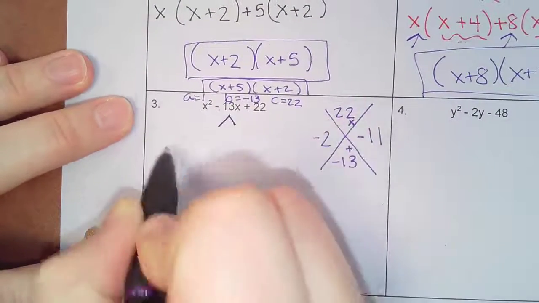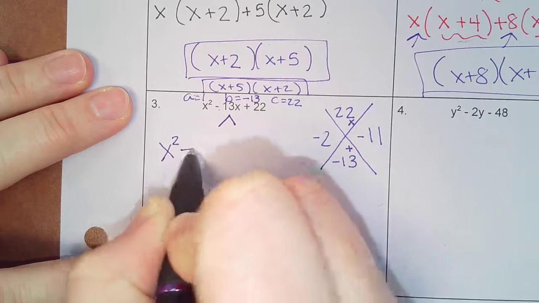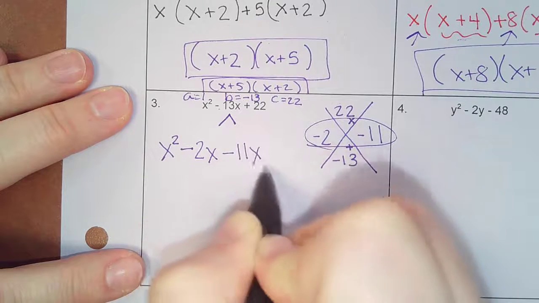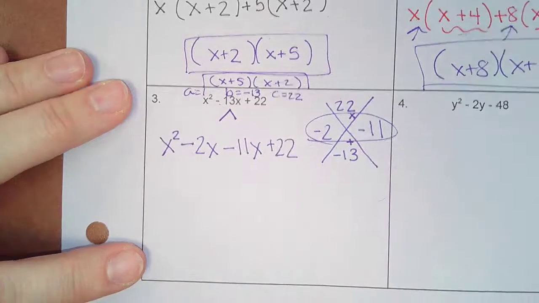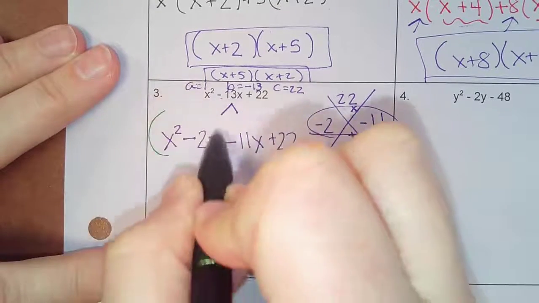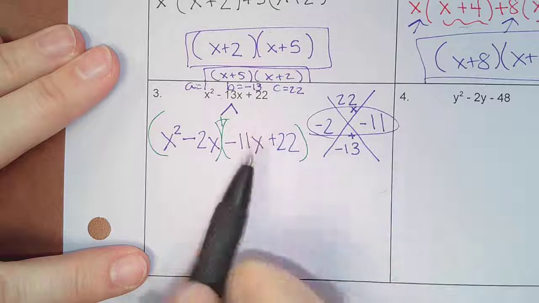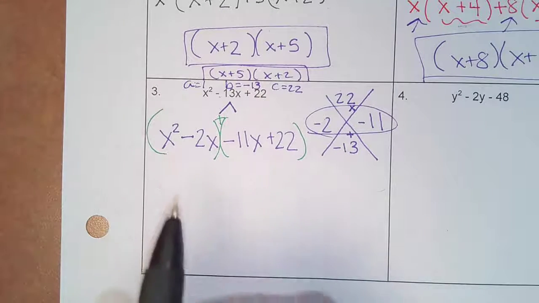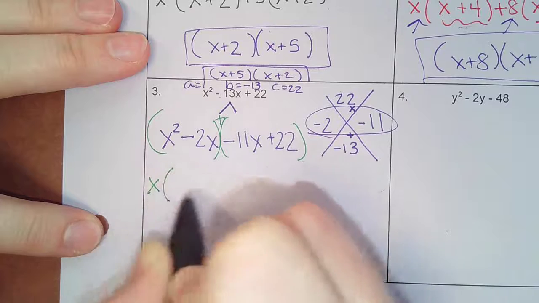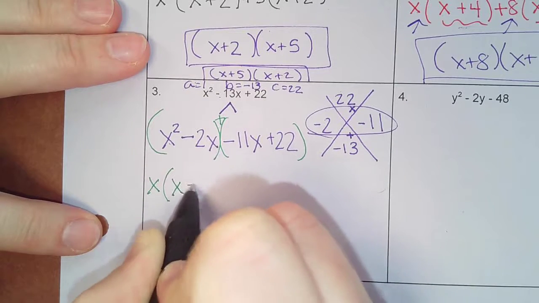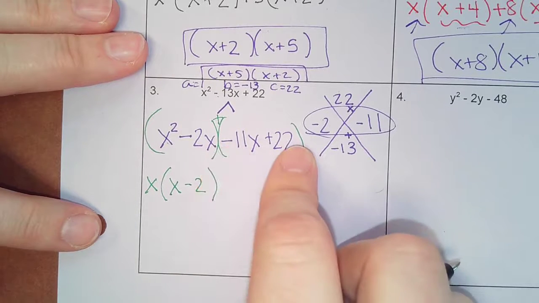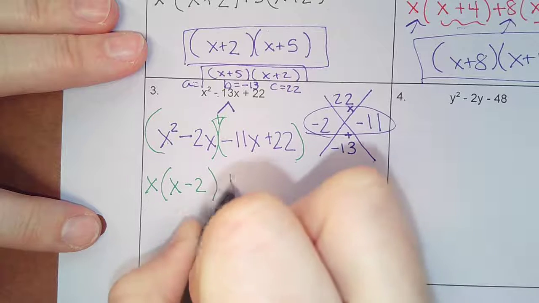Split my middle term. So x squared minus 2x, using these, minus 11x plus 22. Parenthesis party, first two together, last two together, plus in between them. Notice how the negative has to be with the 11. That's important. GCF of the first binomial, I can take out an x. So each of these just drops an x, so x minus 2. GCF of the second binomial, 11 and 22 are both divisible by 11.